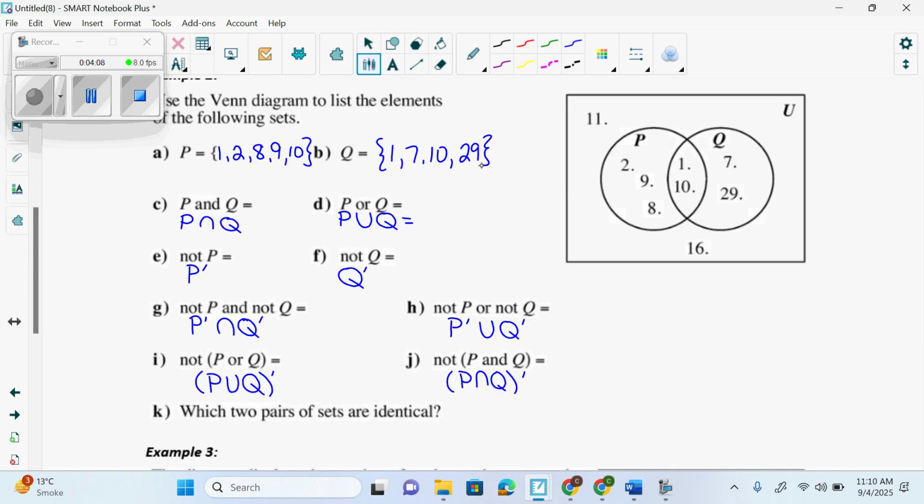P and Q, and is the eyeball. So we have 1 and 10. P or Q is the snowman. So we have 1, 2, 7, 8, 9, 10, 29. Not P is everything but P. So I cover up P and list it, including the outside. So 7, 11, 16, 29. Some people will forget the 11 and the 16. 7, 11, 16, 29. Remember, it's everything but P, including the outside. Not Q, you cover up Q and list everything not in Q. So it would be 2, 8, 9, 11, and 16.